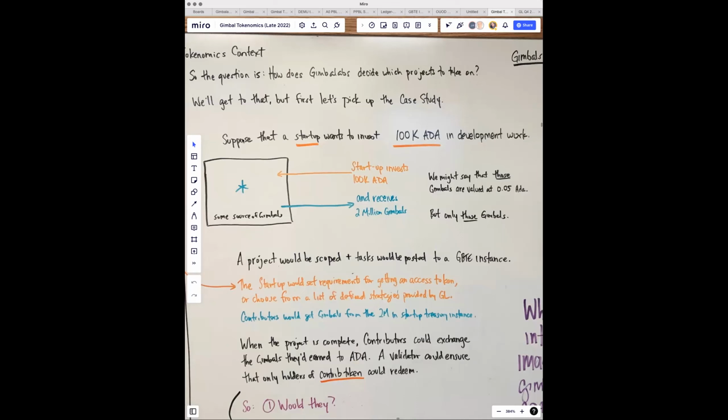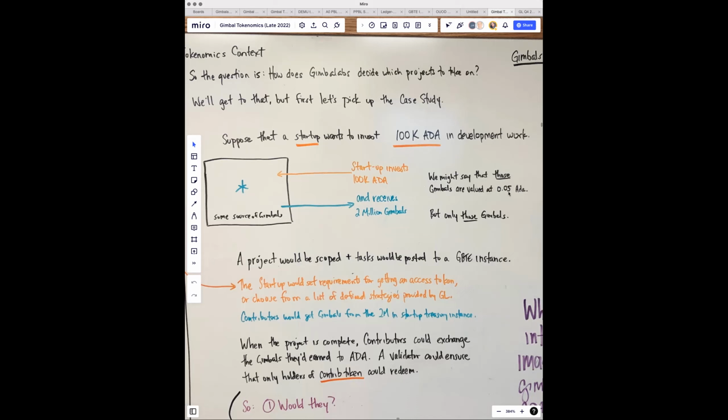And what happens when this distributed organization takes on work is, suppose some organization, whether it's a startup or whatever, has a certain amount of ADA to invest in development work. That would go into this treasury, but not into the main pool, into a subset. And some number of gimbals could come out. So just to keep the numbers simple, imagine that this amount is 100,000 ADA for 2 million gimbals. That would create an implied conversion rate from gimbals to ADA, okay?